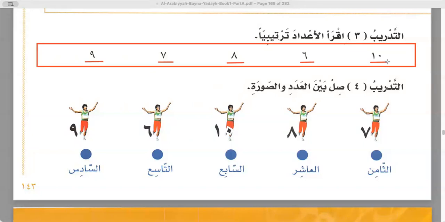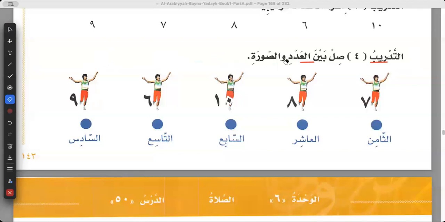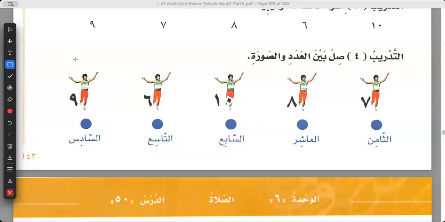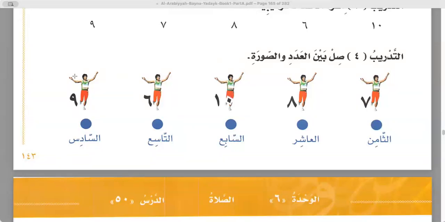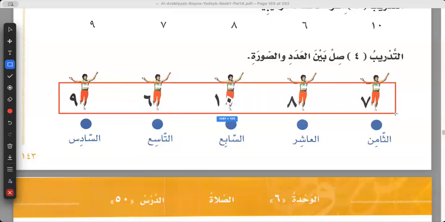التدريب الرابع. صل بين العدد والصورة. Link the counting with the picture. The first picture you have السابع. The next one الثامن. The next one العاشر. And the second to the last السادس. And the last one التاسع. We shouldn't have issues there.